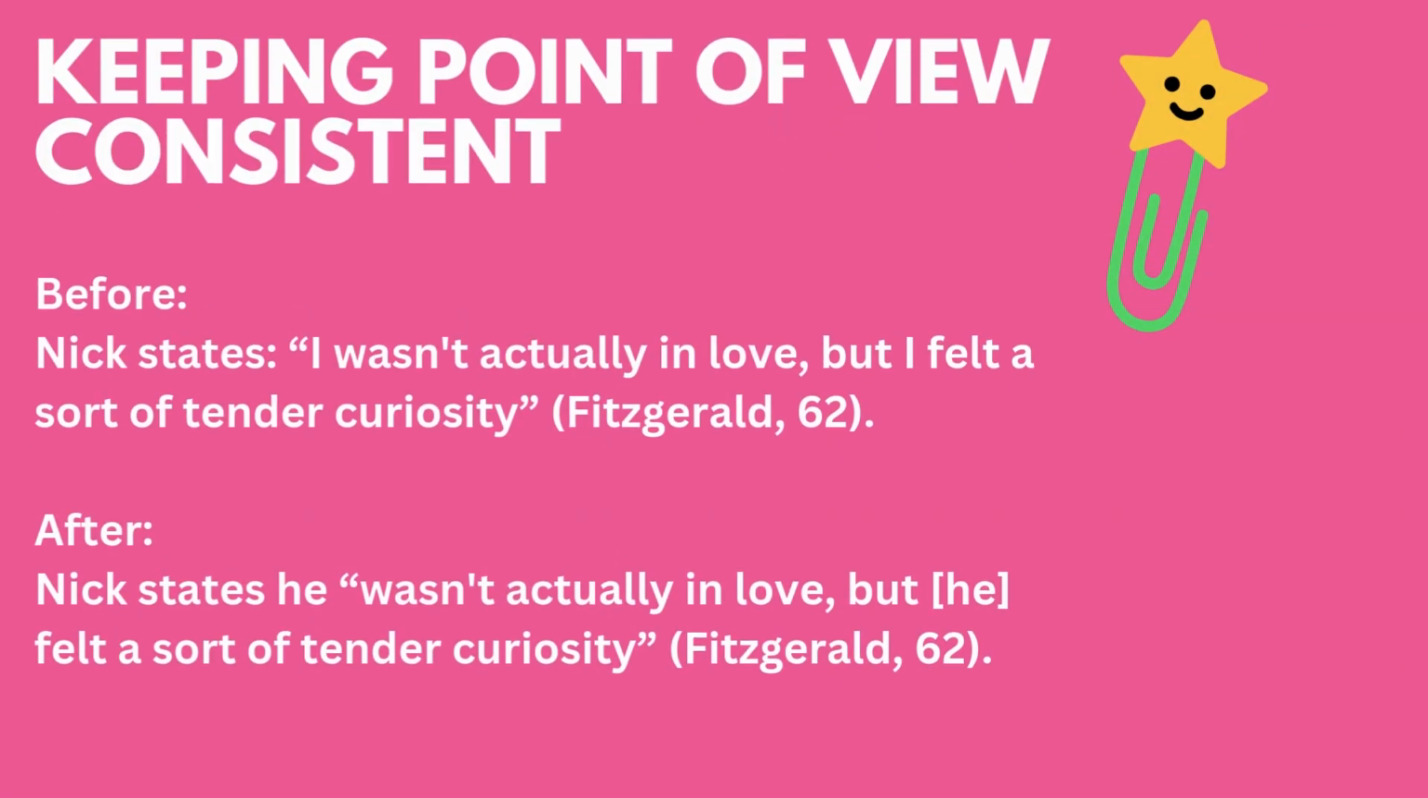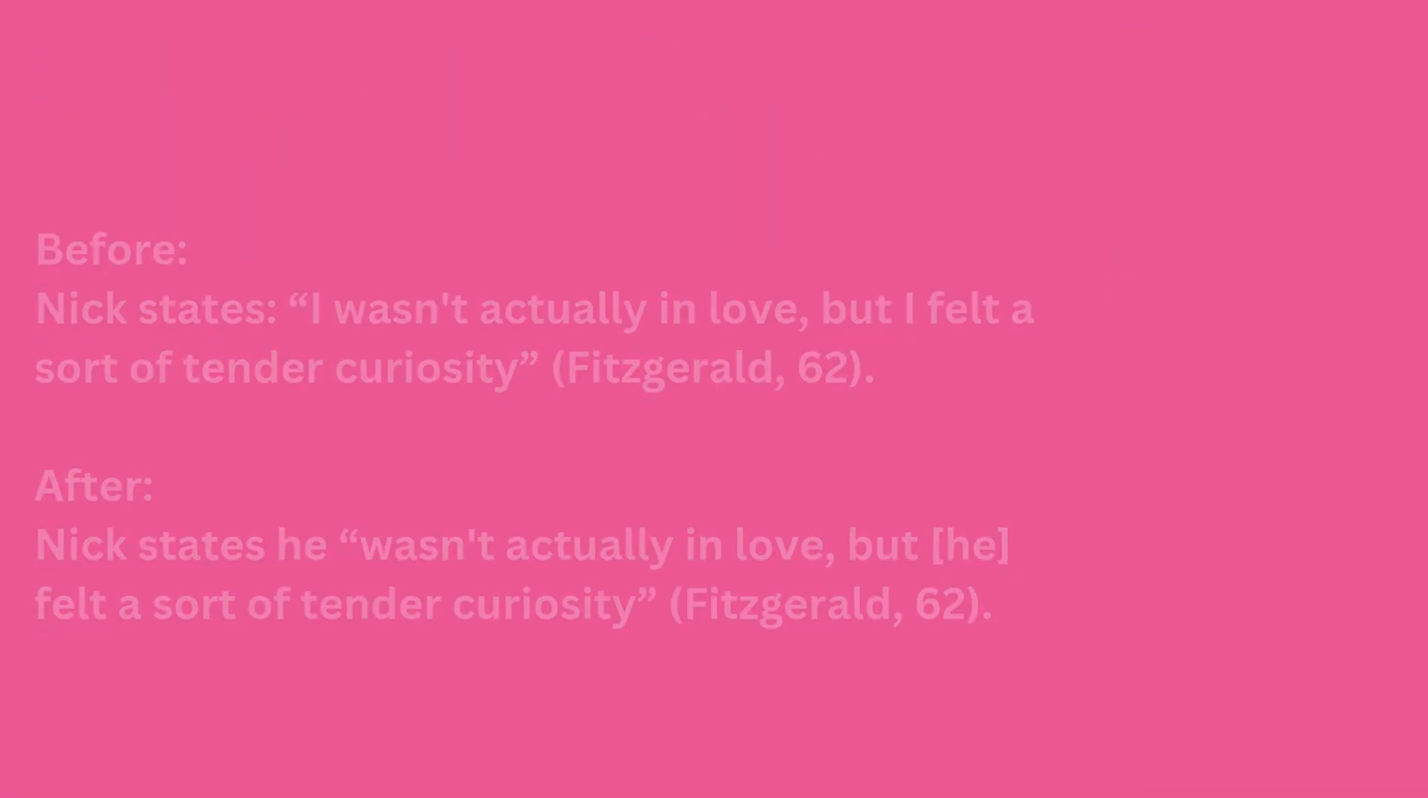Our other option is keeping point of view consistent. This is quite important in an essay. We always want to stay away from that first person perspective and keep with third person. Our first example says, Nick states, I wasn't actually in love, but I felt a sort of tender curiosity. So we have two I's in that direct quotation that we need to get rid of. So instead what we could do is start the quotation later and put Nick states he. So then that gets rid of my first I. And then for my second I, I've replaced it with a he and put square brackets around that to indicate that I have changed it. He wasn't actually in love, but he felt a sort of tender curiosity.